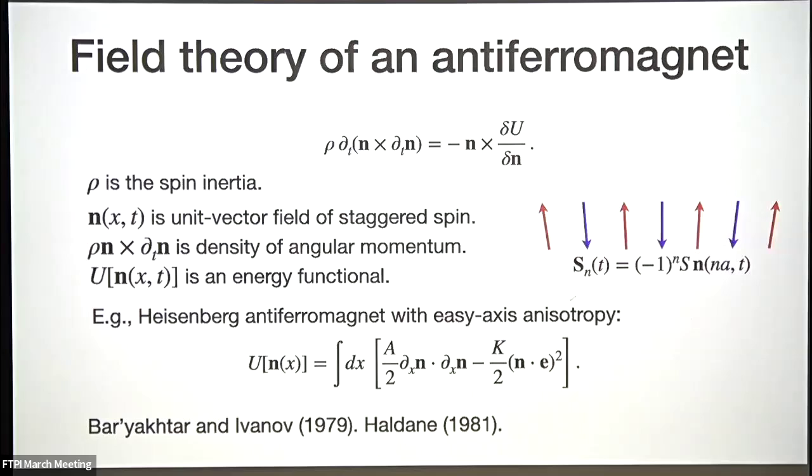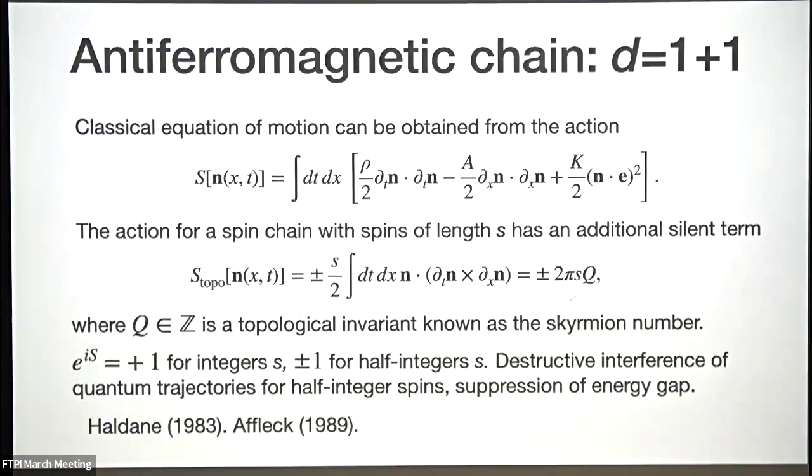And the energy functional looks actually pretty similar to ferromagnets. It's again dominated by the exchange interaction as the largest term, and then there are weaker anisotropies. And so again, on the right-hand side, you have a conservative torque, and on the left-hand side, you have the density of angular momentum, rate of change. So this equation was written by Baryakhtar and Ivanov in 1979, and independently, this field theory was developed in the West, Duncan Haldane among the culprits.